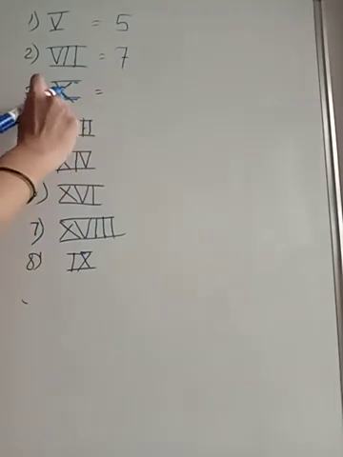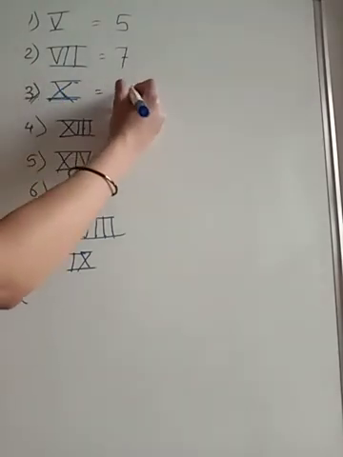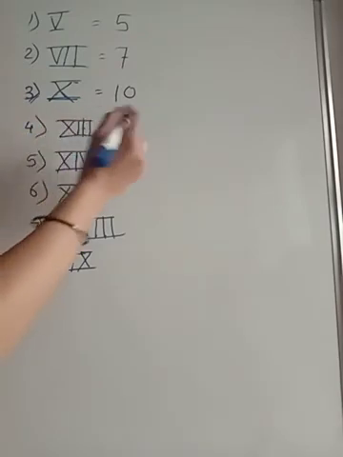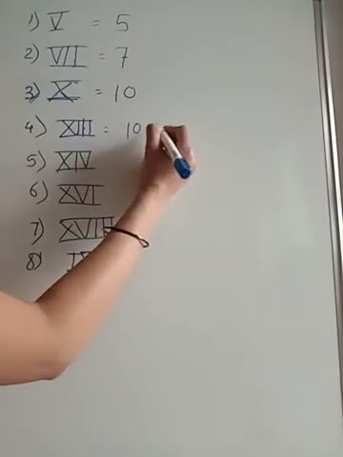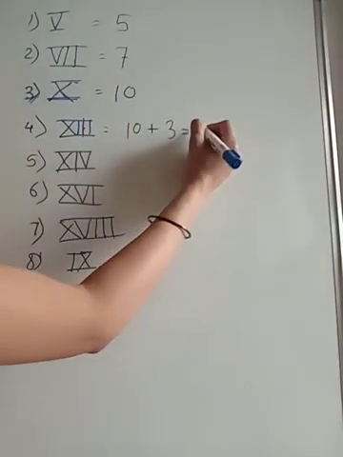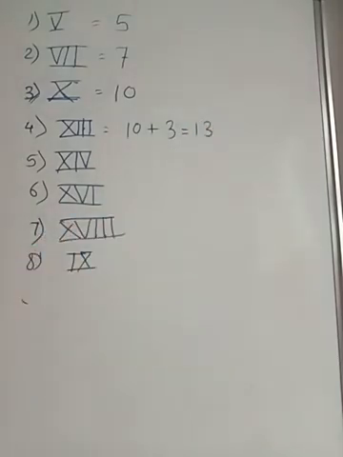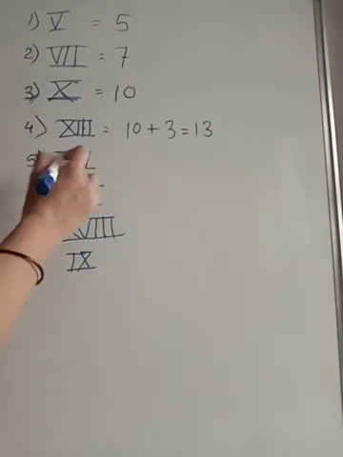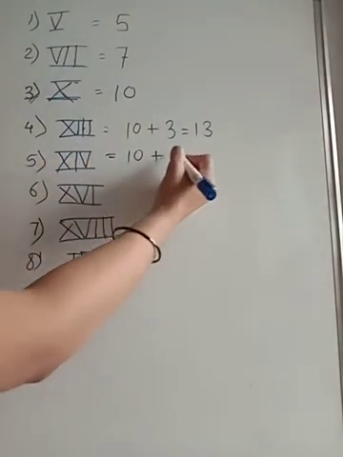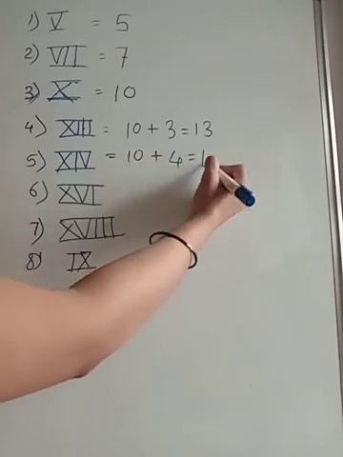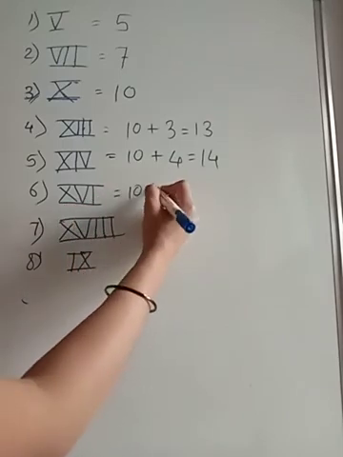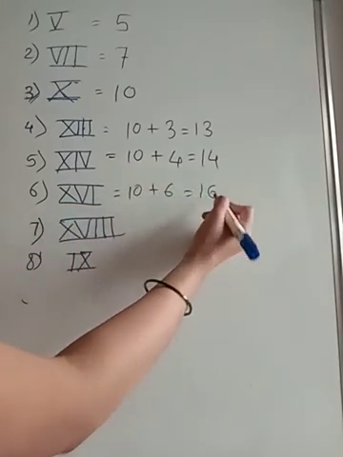You all know X means 10. What is meant by XIII? X means 10 plus 1 plus 1 plus 1, that means 3, that is 13. XIV: X means 10, IV means 4, so we get 14. X means 10 plus VI means 6, we get 16.